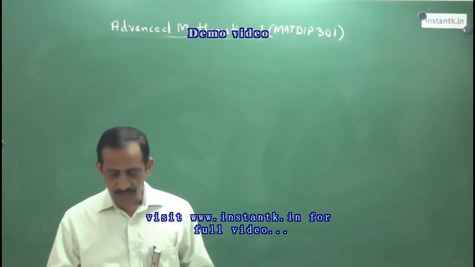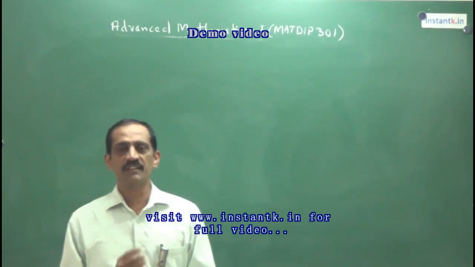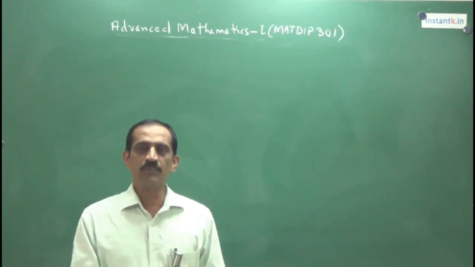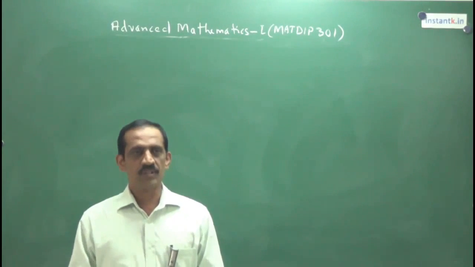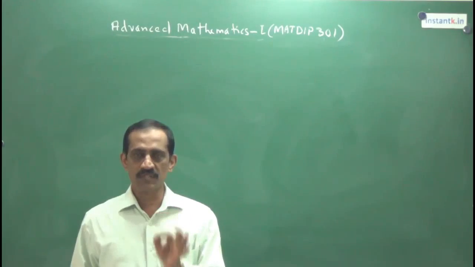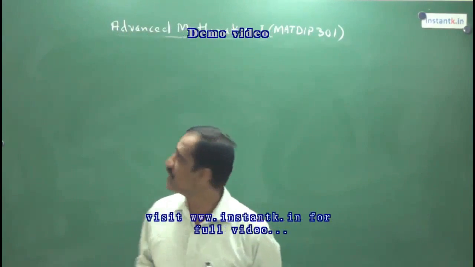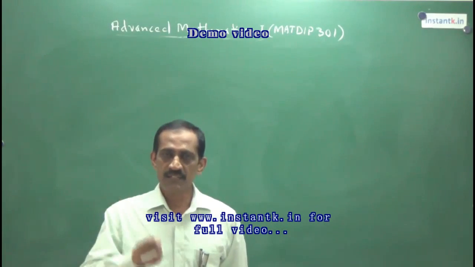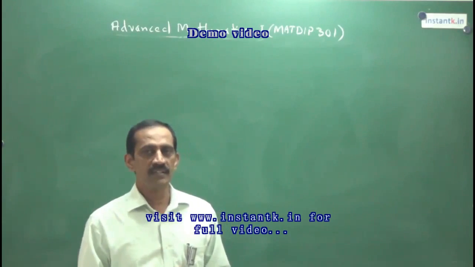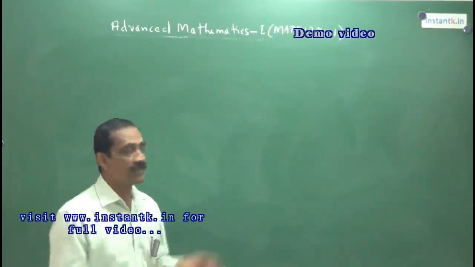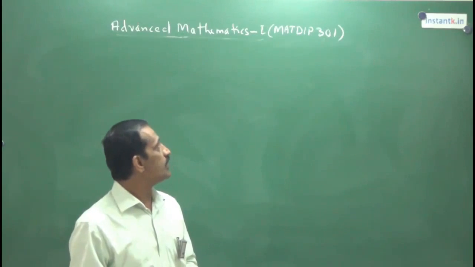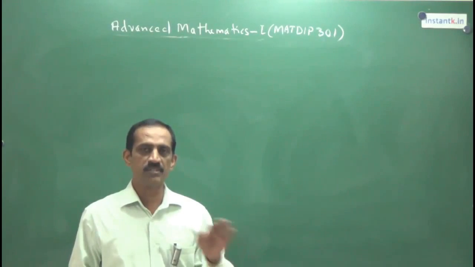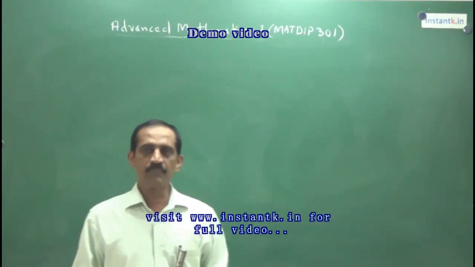But without clearing this, you won't get the certificate. The university never issues the certificate without completing these two subjects. In third semester, you have to complete one subject, titled Advanced Mathematics 1, that is Math Deep 301. In fourth semester, you have to complete Advanced Mathematics 2, with subject code Math Deep 401. So you have to clear these two papers in the third or fourth semester, in the beginning itself.